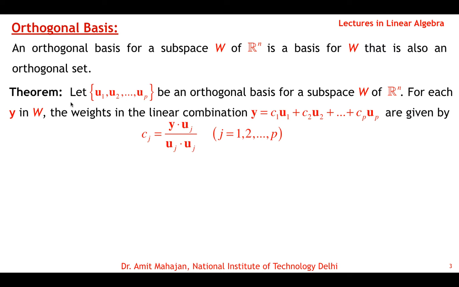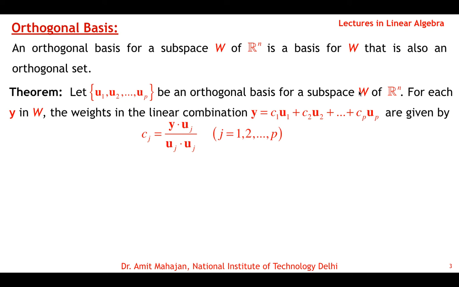This result is very useful in the sense that if we have to find any vector in terms of a basis, we write that vector as a linear combination and find the constants by solving a non-homogeneous system. But now this theorem will help us find those constants immediately, without actually solving the system using the augmented matrix. So here is the theorem.